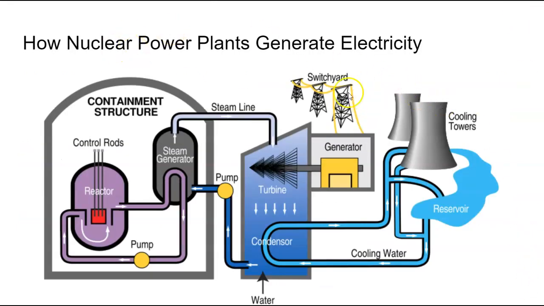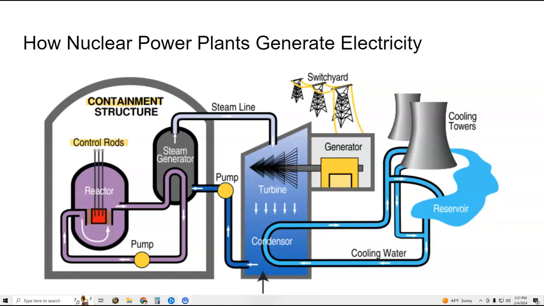And here is a diagram of how a nuclear power plant generates the electricity. Here we have the containment structure. And in the containment structure, we have our control rods that we talked about. Now, control rods are made of a non-radioactive material that is able to absorb a lot of neutrons without undergoing the reaction. Here in the reactor, and here in this red box, is where we'll have our uranium.